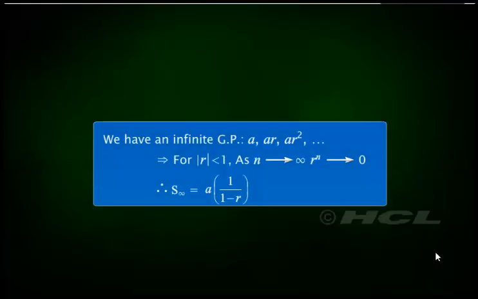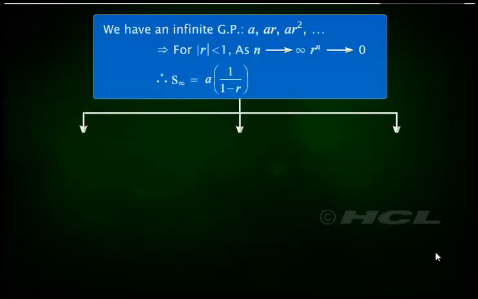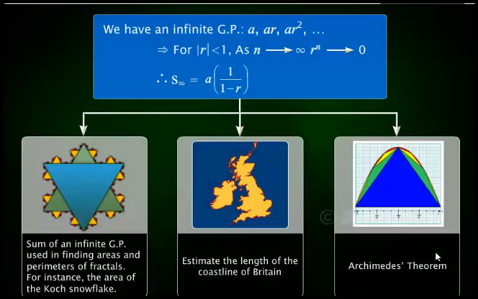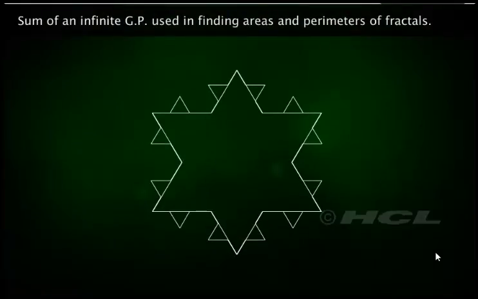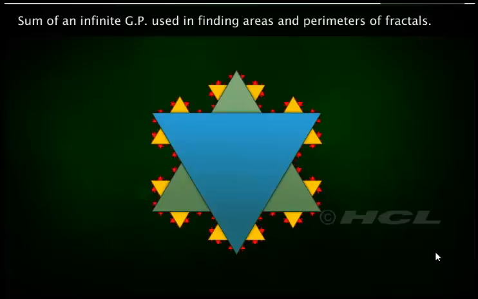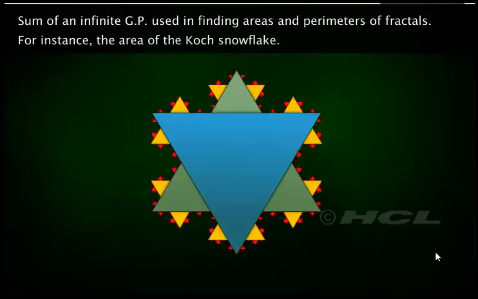We know that an infinite GP gives a finite sum if the common ratio R is less than 1, as shown. This concept has many applications and has helped to answer many puzzling questions. For example, finding the areas and perimeters of fractals. For example, the area of the Koch snowflake can be computed using the concept of infinite GP.